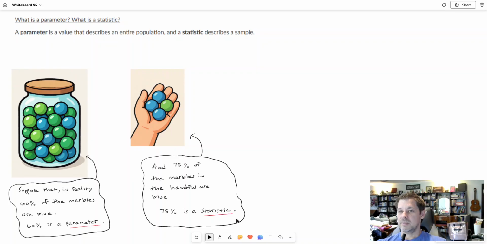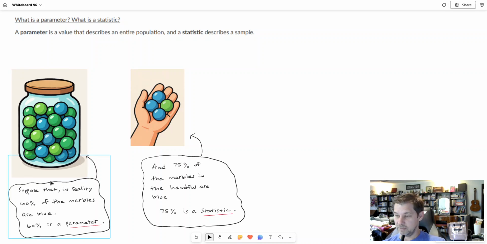Okay, now use your imagination and suppose that in reality somehow we find out, or somehow we know when it's all over, that within the jar 60% of the marbles are actually blue. Okay, yeah, why is 75% different than 60%? Well, because of sample bias. The sample does not always represent the population.